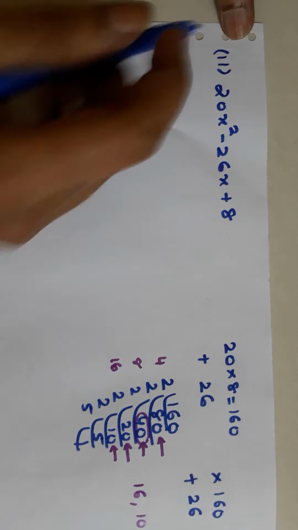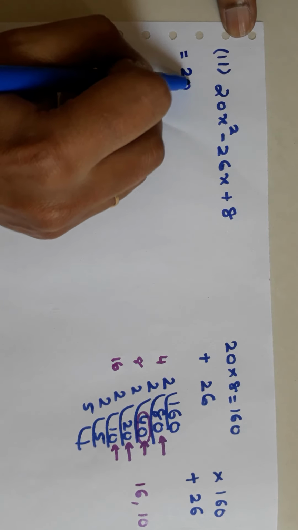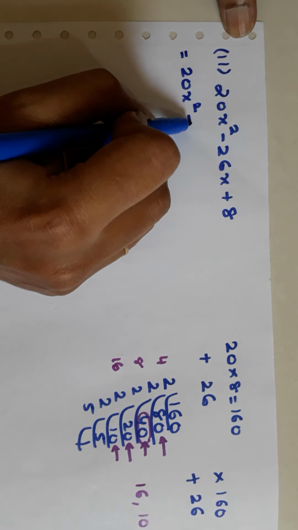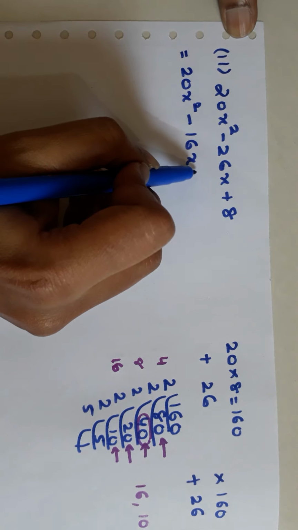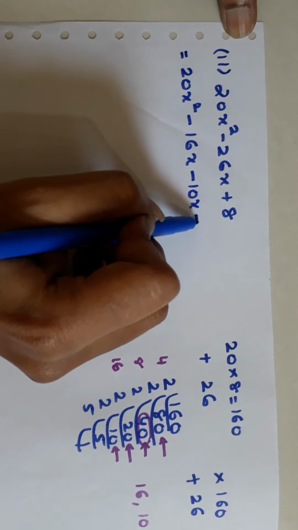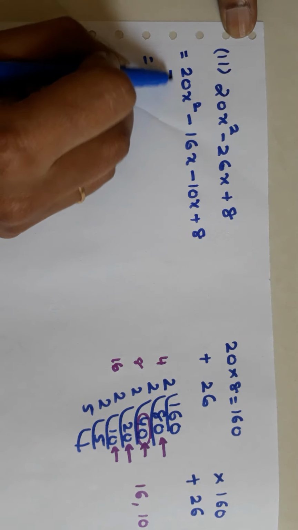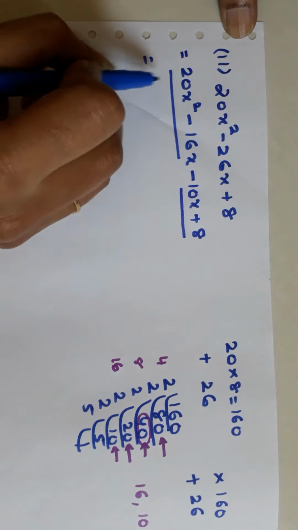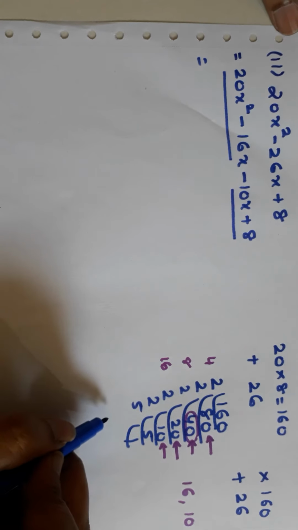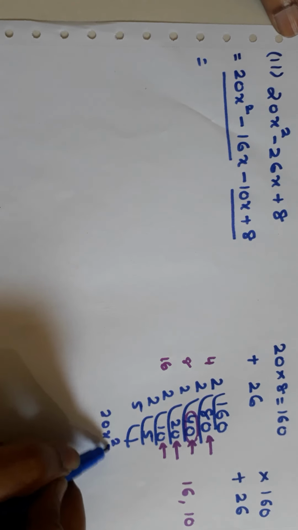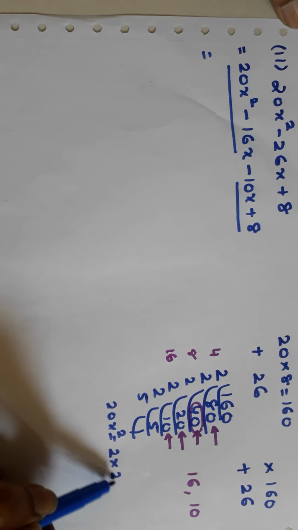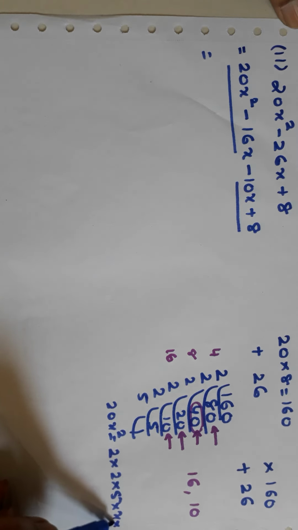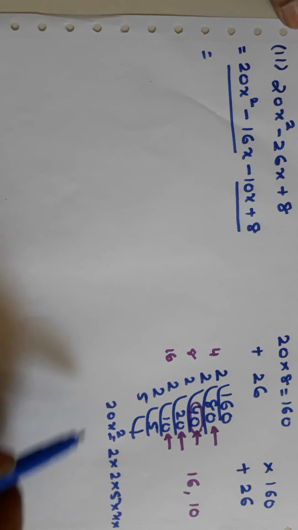Split the middle term. 20x square minus, as it is, the bigger number is 16, so 16x, minus into plus, minus 10x plus 8. Pair up the first two terms and the last two terms. 20x square is 2 into 5 into x into x. 2 4s are 8, 4 5s are 20.